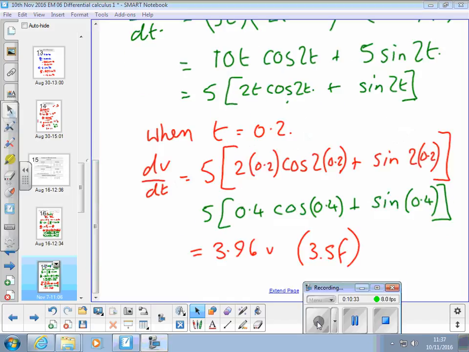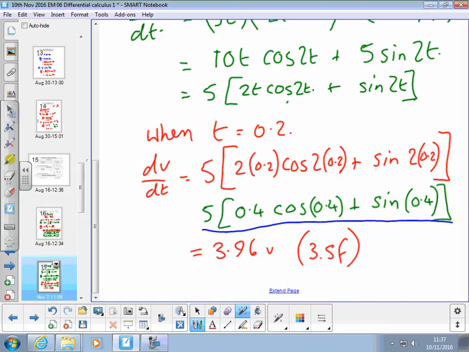Final answer for the video. You plug the numbers in like that. Remember, calculator must be in radians, and we get an answer. The rate of change of voltage when t is 0.2 seconds, 3.96 volts.